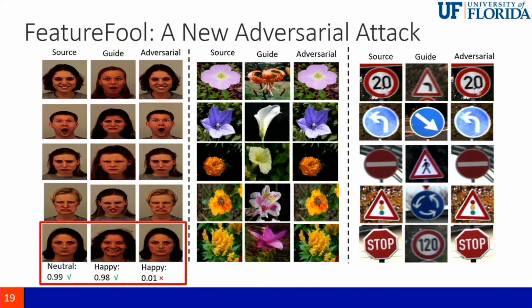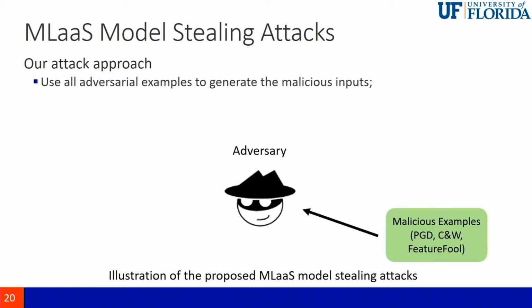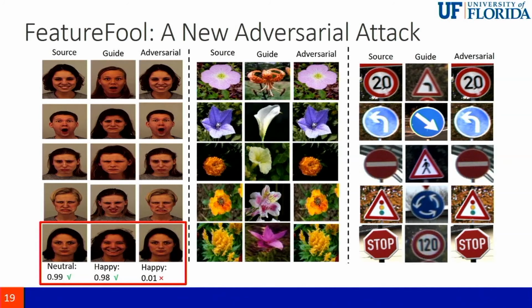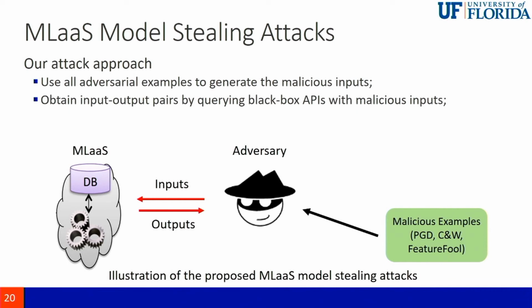Okay, now we have prepared everything, so it's time to do our model stealing attack. The approach is that first, we use the feature full method to generate all the adversary examples with low confidence. Then we query the machine learning as a service model in the cloud using these adversary examples, and we collect their responses. We only need the classification results from the cloud.